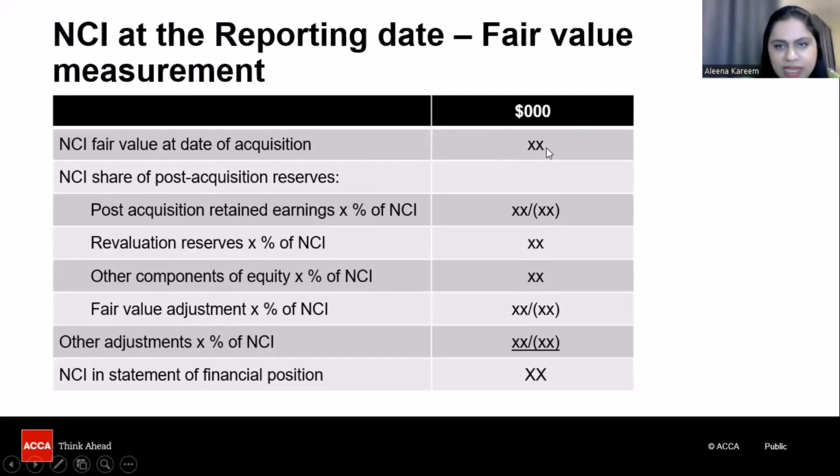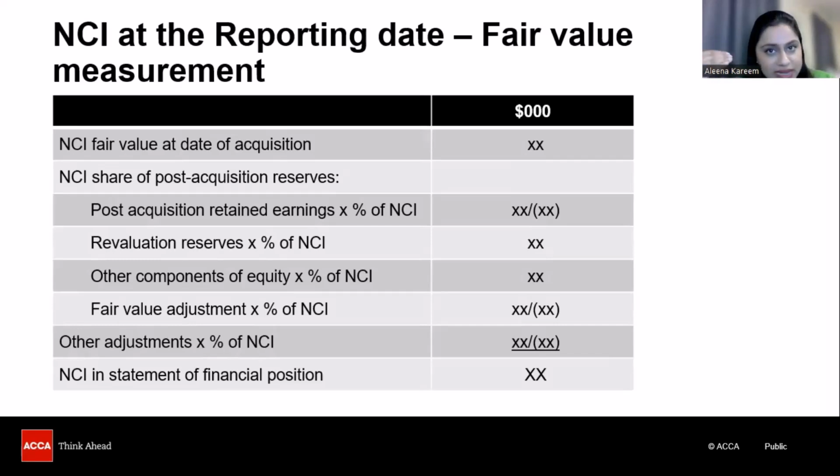acquisition is going to be identified first. Then later on, the NCI post-acquisition reserves are going to be taken up. This is very important that everything which was related to NCI till the date of acquisition, that's going to be there in the fair value. It already includes everything. Even the goodwill portion of NCI is already included in it. So we don't include it separately over here. We just take that as the base figure and then we build up on it.